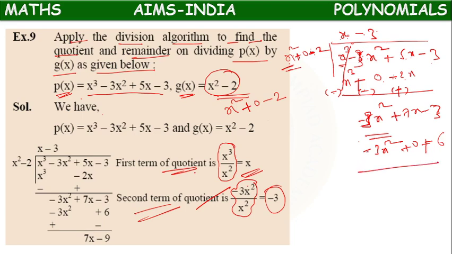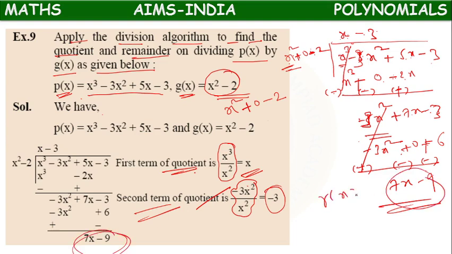So here we have to change the symbols: minus means plus, plus means minus, plus means minus. So minus 3 plus 3 cancels. 7x minus 0 is 7x, minus 3 minus 6 is minus 9. 7x minus 9 is the remainder. This is r of x, and x minus 3 is the quotient, q of x.